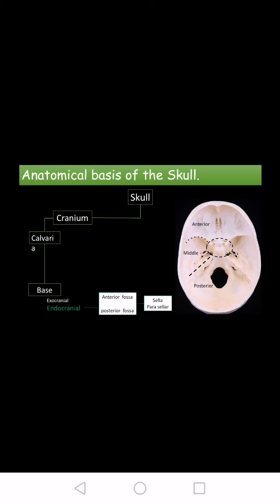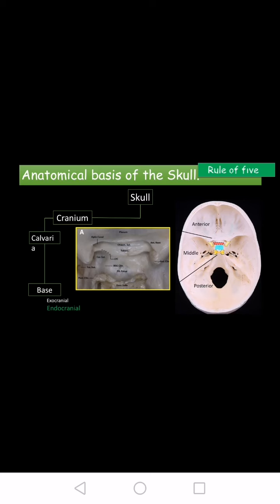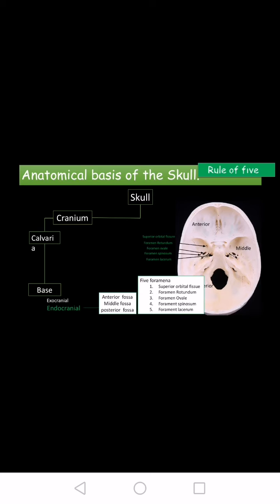There is an important area that connects the two middle fossae, which is the sella and the parasellar. We'll have a specific lecture on that region, as it's extremely important for the transnasal approaches. But for now, it's made of anterior clinoid, posterior clinoid, sella turcica, tuberculum, and dorsum sellae. And this is a detailed anatomy of it. As I said, we'll talk about it later in detail.